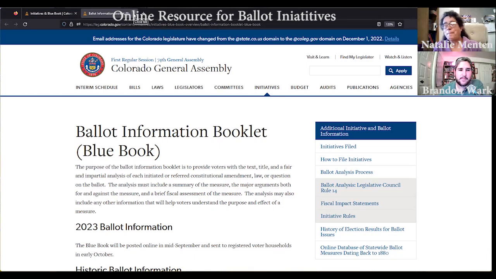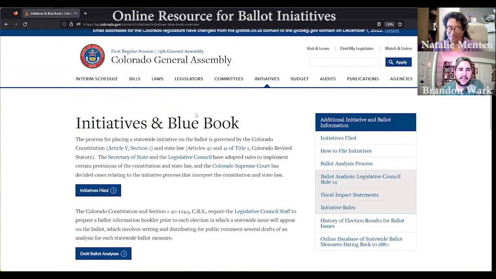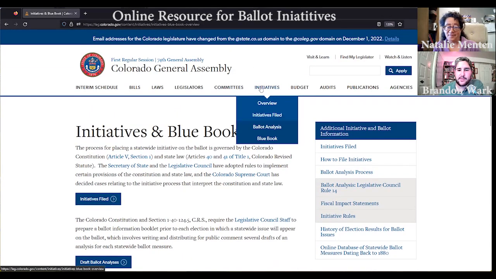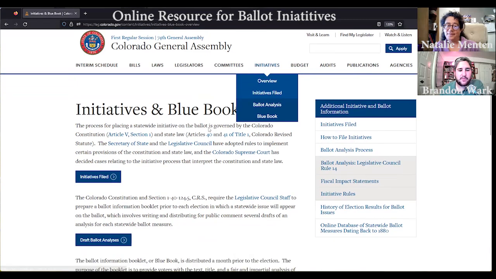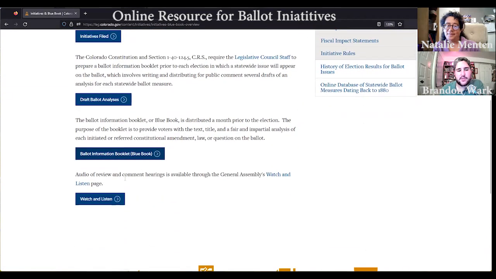So let's back out of that. Now we're back to this Initiatives and Blue Book tab as we clicked in before. This is all to be found on that one little menu right here at the top. The last part on this web page is the audio of review and comment hearings, available through the General Assembly's Watch and Listen page.